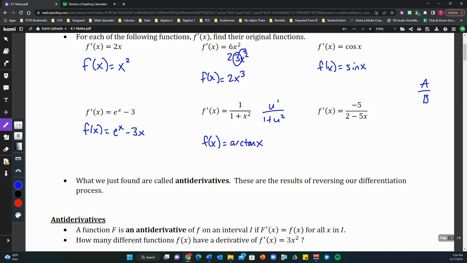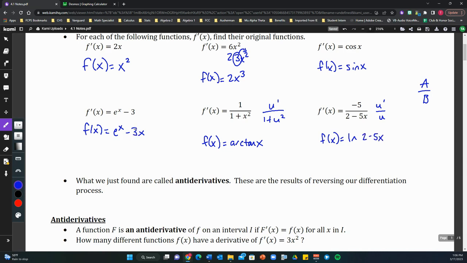So keeping that in mind, the more basic rules, hopefully you guys can look at this and recognize that the numerator in this case is actually the derivative of the denominator, or this fits the format of u prime over u, which is the derivative of natural log of u. So this would actually be natural log of 2 minus 5x.